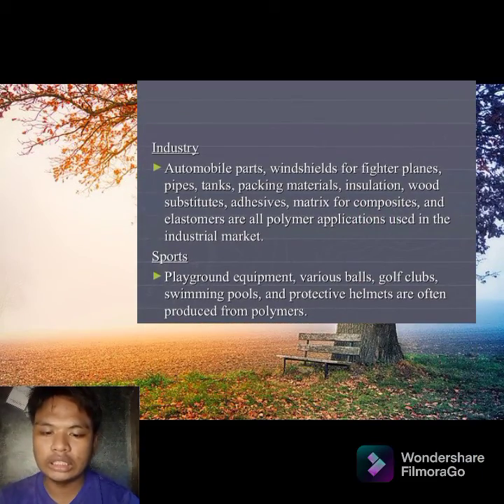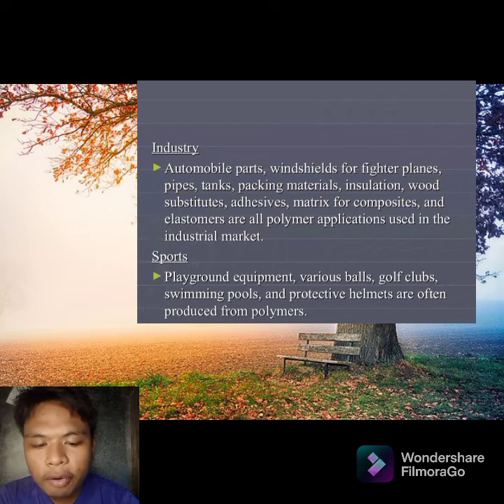Application of polymers. Industry. Automobile parts, windshields for fighter planes, pipes, tanks, packaging materials, insulation, wood substitutes, adhesives, matrices for composites, and elastomers are all polymer applications used in the industrial market. Sports. Playground equipment, various balls, golf clubs, swimming pools, and protective helmets are often produced from polymers.